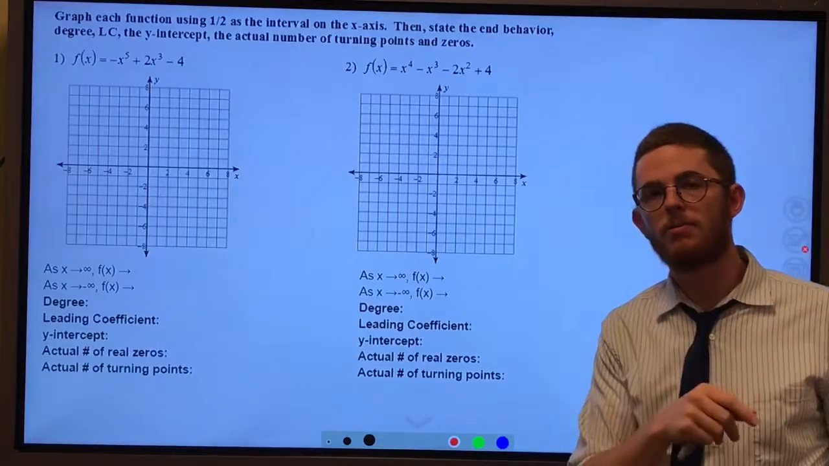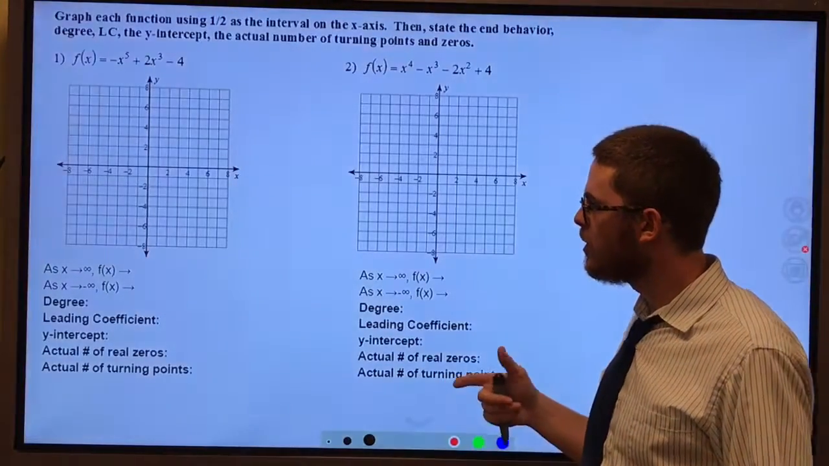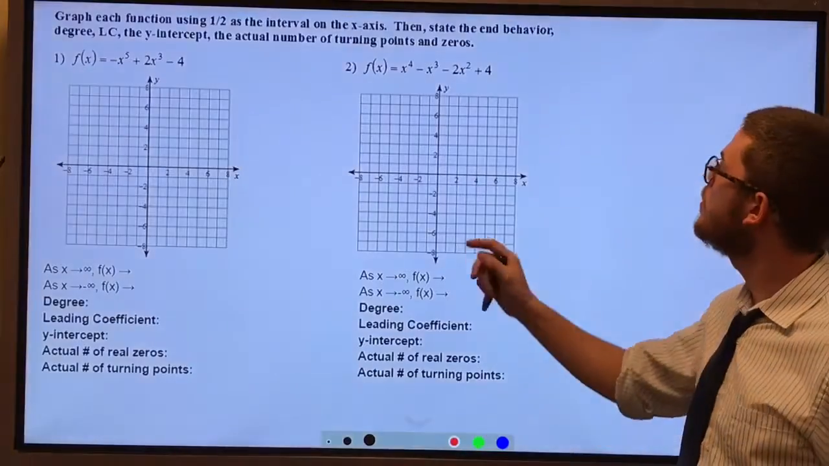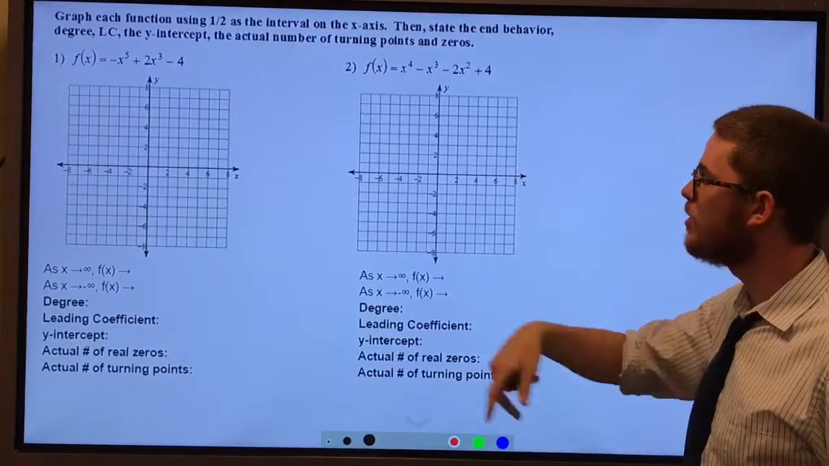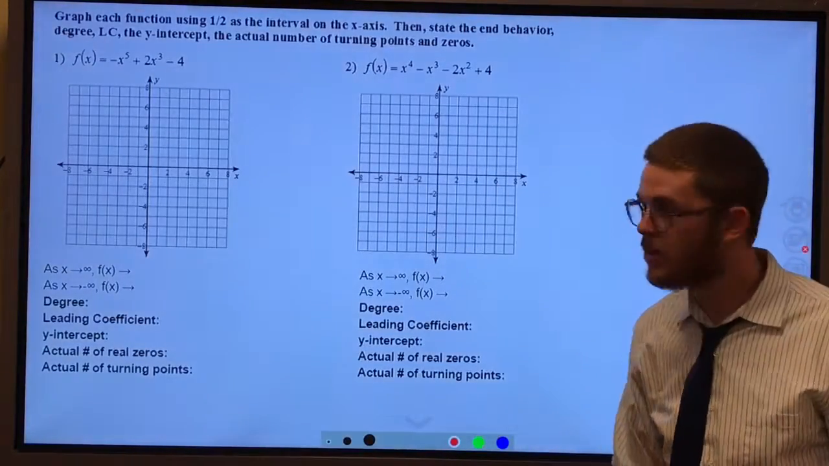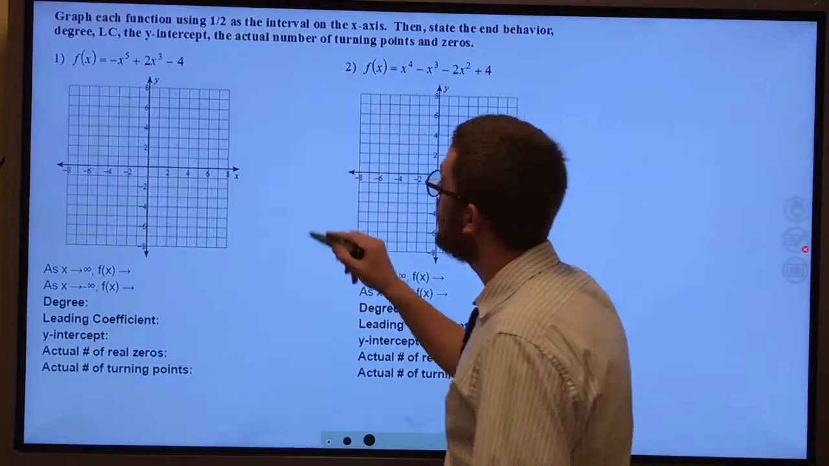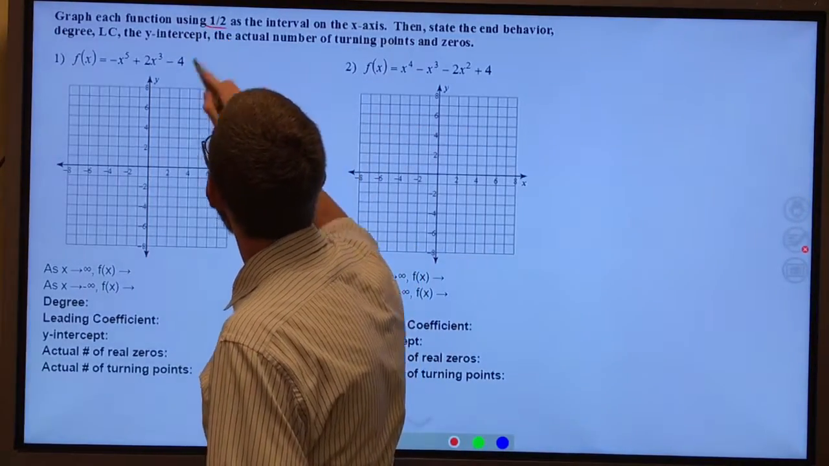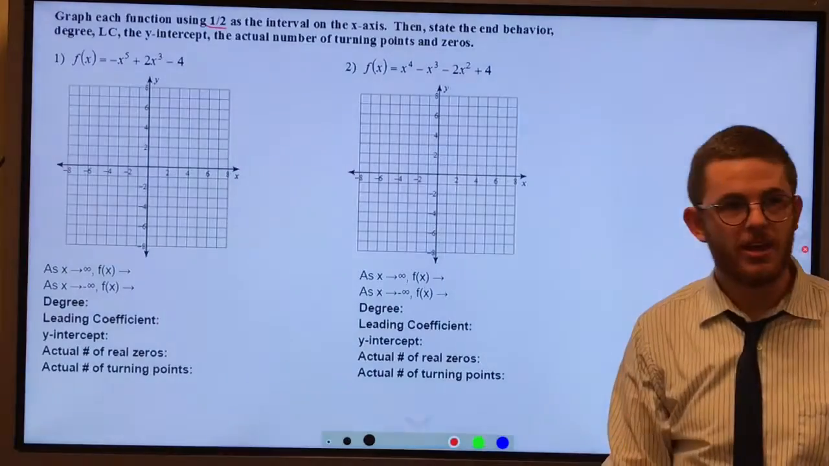All right, so we're going to graph some polynomials. We're also going to talk about some end behavior. We can find the degree, the leading coefficient, the y-intercept, all kinds of stuff. The first thing you may notice, here I say graph using 1/2 as the interval on the x-axis.